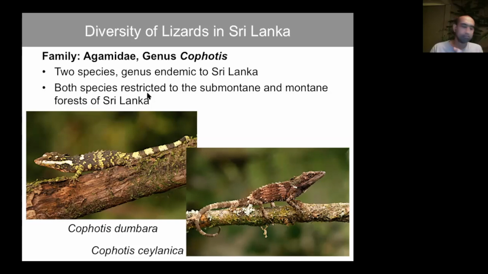So I'm just hypothesizing that probably the reason for evolution of ovoviviparity in these lizards could be as an adaptation to cold climate, as well as living in extremely arboreal habits, right? So these are completely arboreal lizards, right?